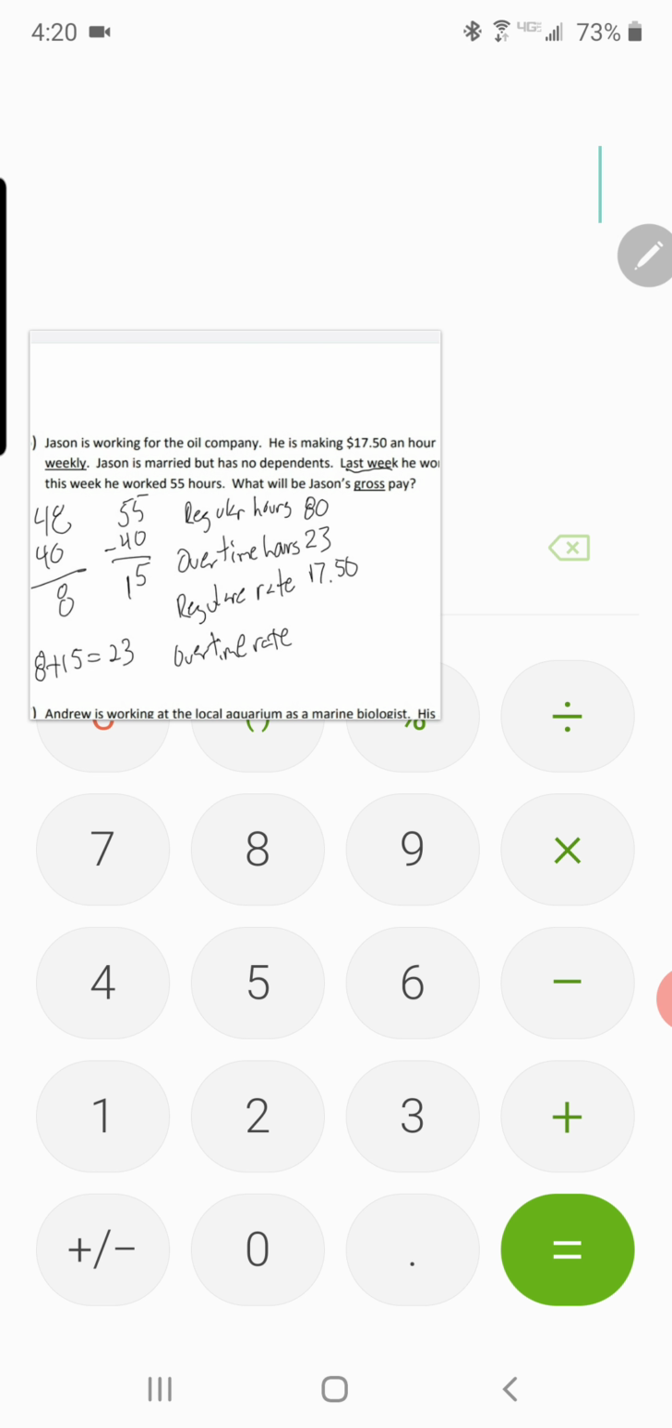Once again, to find the overtime rate, you're going to take his regular rate, $17.50, and multiply it by 1.5 times. So 1.5. So it looks like he gets $26.25 for the overtime rate.